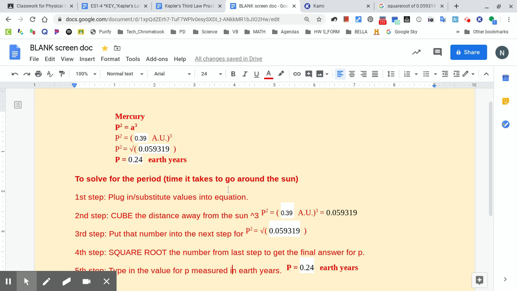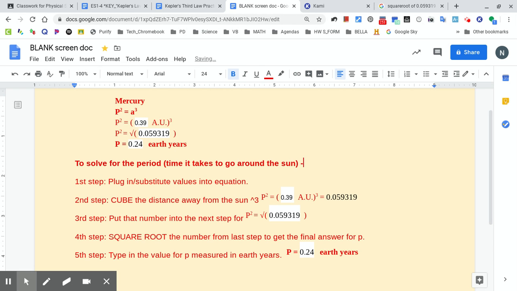So let's review this. To solve for the period, you have this equation: p squared equals a cubed. So you plug in for your distance and you cube it, and you put that number in the next step. To solve for p squared, you have to do the opposite, so you have to square root it. And then you get your answer for the time it takes to go around.